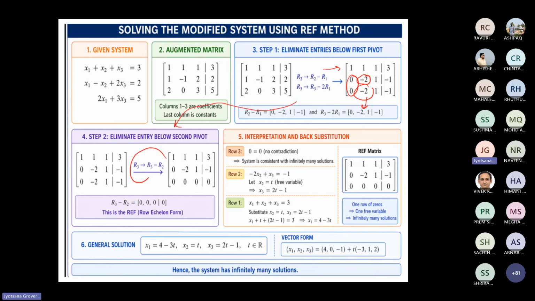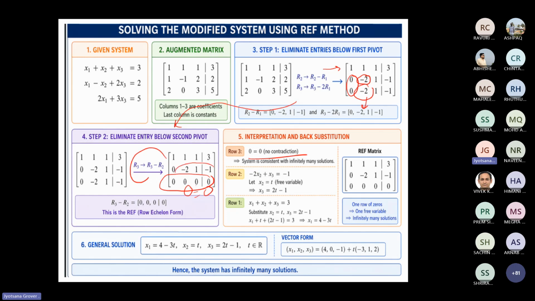Okay. Now R3 is R3 minus R2. So minus 2 plus 2 is 0. 1 minus 1 is 0. Minus 1 plus 1 is 0. Now see, the last row is 0. Last row is gone. So you say 0 equal to 0. There is no inconsistency. 0 equal to 0.